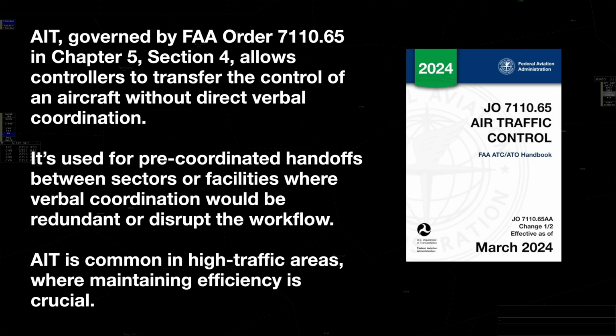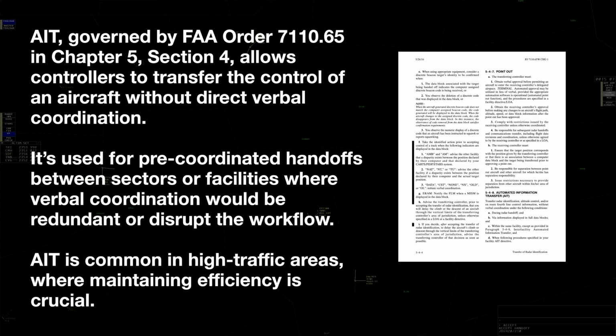AIT is governed by the FAA Order 7110.65, specifically in Chapter 5, Section 4. This section allows controllers to transfer the control of an aircraft without direct verbal coordination. It is used for pre-coordinated handoffs between sectors or facilities where verbal coordination would be redundant or otherwise disrupt the workflow. AIT is common in high traffic areas where maintaining efficiency is crucial.